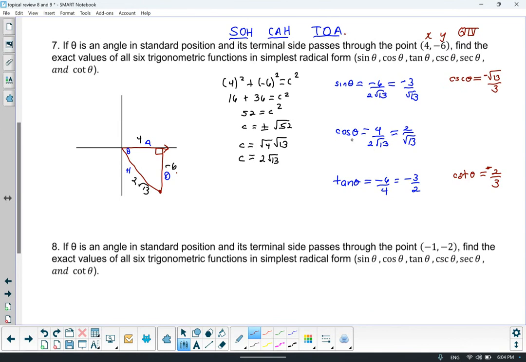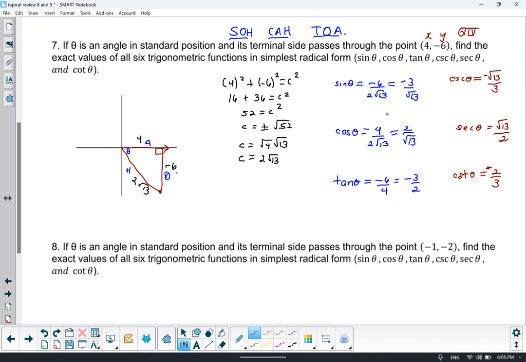Okay, now I'm going to go to cosine. The reciprocal of cosine is secant of theta. So cosine is adjacent over hypotenuse, so secant is hypotenuse over adjacent, so 2 rad 13 over 4. That's one way of doing it. Or if you already know cosine, you can just take the reciprocal of it. Notice when sine's negative, cosecant's negative. When cosine's positive, secant's positive. When tan is negative, cotangent is negative.